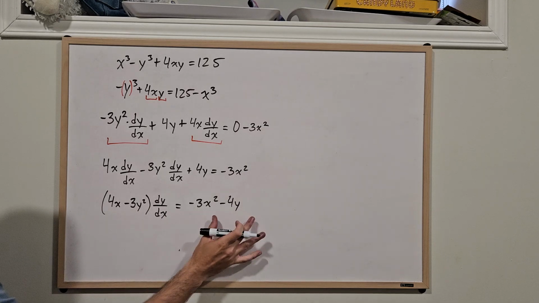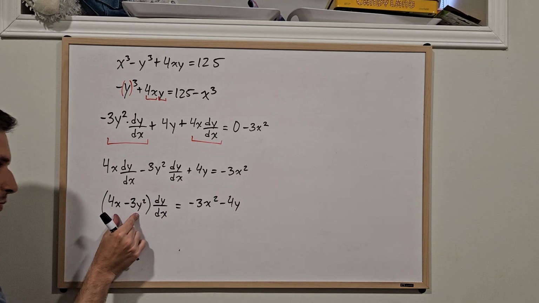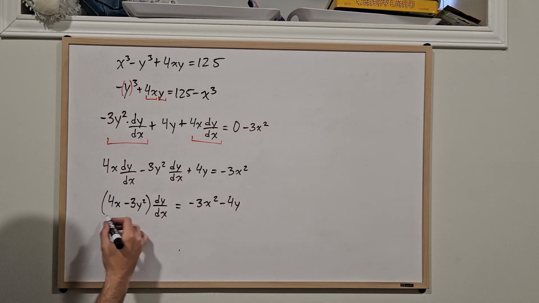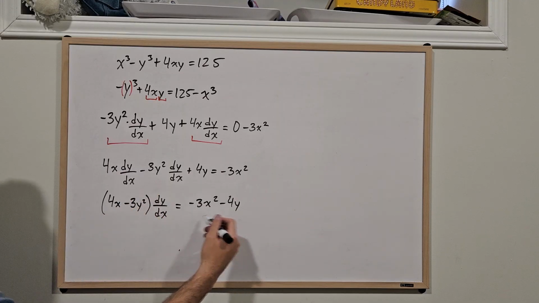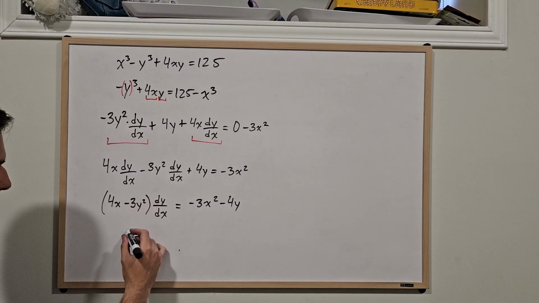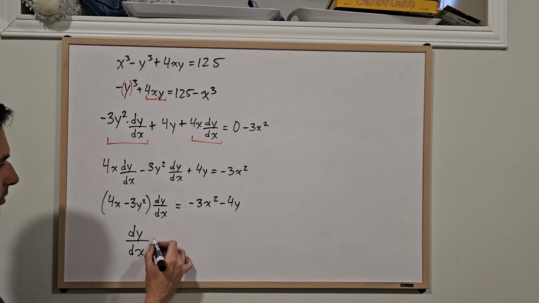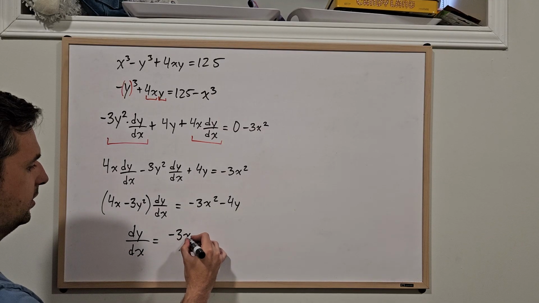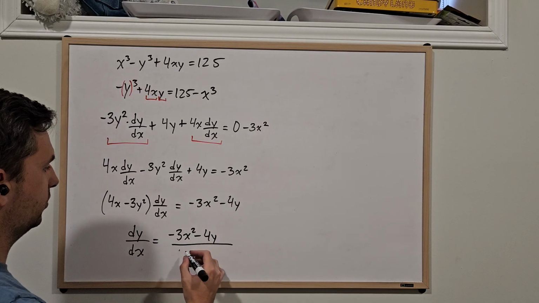Just like this. Now, to isolate my dy dx, I just need to take this part and put it on the bottom, or divide both sides by 4x minus 3y squared. Canceling it out on this side, it'll just be on the bottom of the other side, right? So we're going to have dy dx is equal to negative 3x squared minus 4y over 4x minus 3y squared.